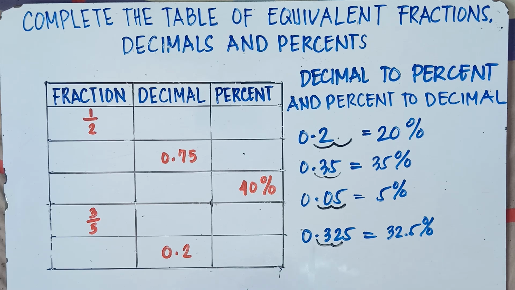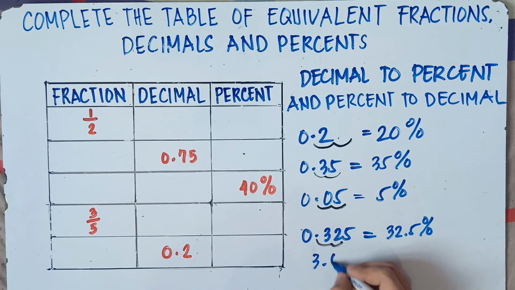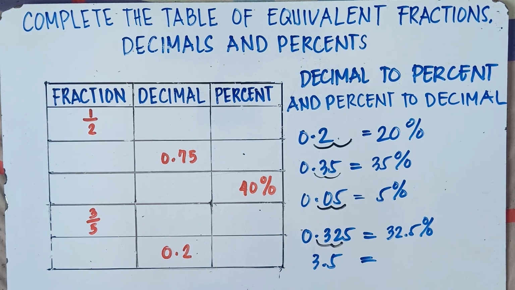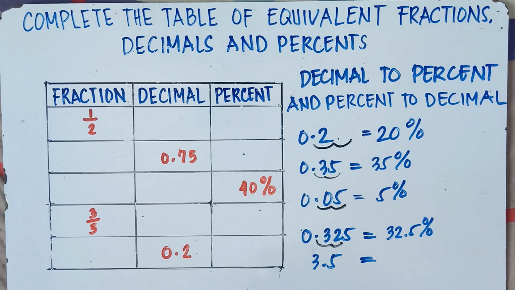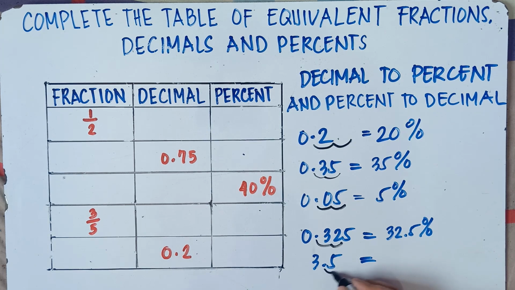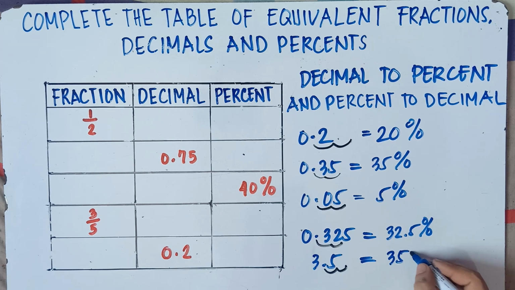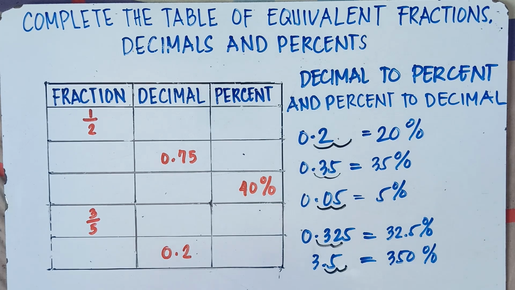Okay, last example, class. What if we say 3.5? How will you convert that one into percent? That's correct. You simply move the decimal point left to right twice. 1, 2, that would be 350%. So if you want to use your calculator, class, you can. Let's check, class. 3.5 times 100. Let's check if we get 350.